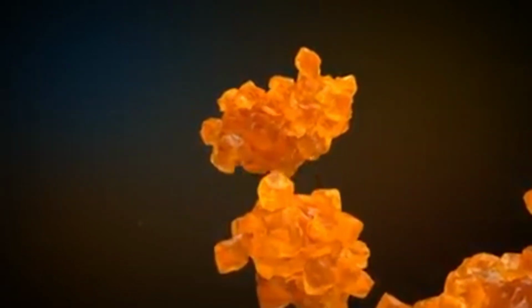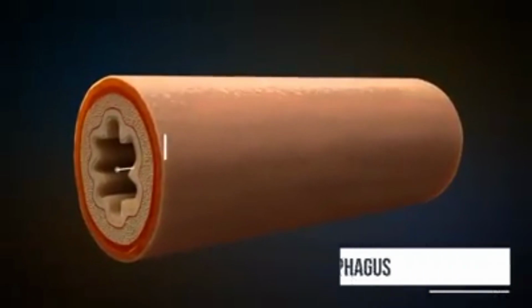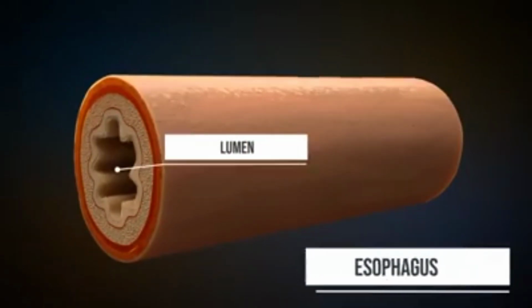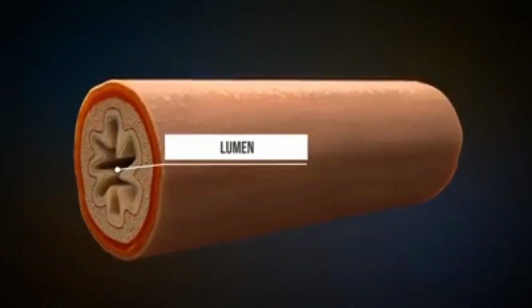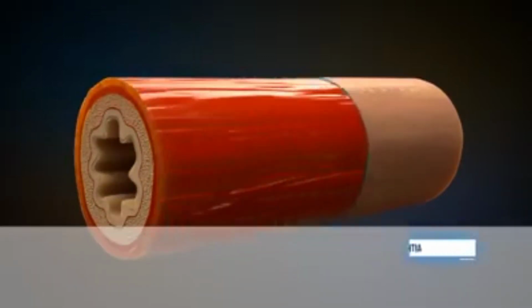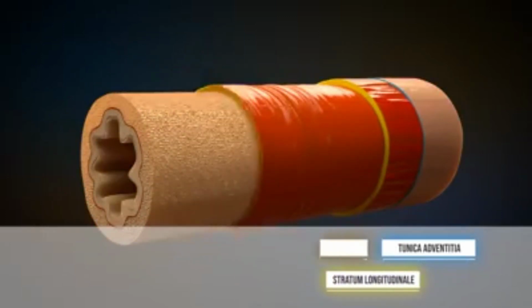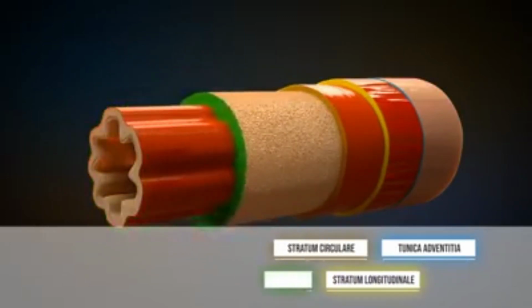The ball-like mixture of food with saliva, also known as bolus, is pushed into the throat by the tongue, and finally into the esophagus, which propels the bolus to the stomach. The esophageal lumen, that is, the opening inside the esophagus, is very flexible, which allows boluses of different sizes to be transported. The esophagus consists of several layers.